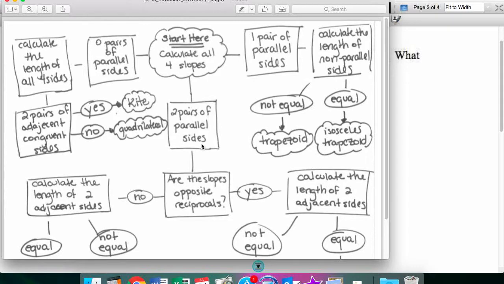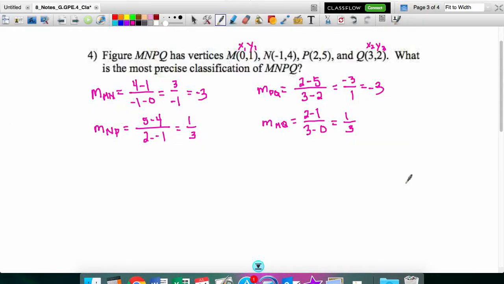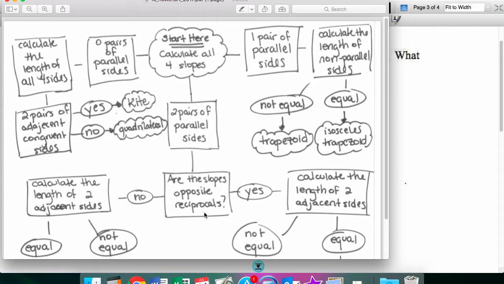2 pairs of parallel sides will once again take us straight down. Next, they're going to ask us, are the slopes opposite reciprocals? So in other words, are the slopes flipped but opposite signs? Well, if you flip 3 or 1/3, you'll get each other. So 1/3 flip gives me 3, and 3 flip gives me 1/3. And one is positive and one is negative, so they are opposite signs as well. So I would answer this question with a yes. Taking me to the right.